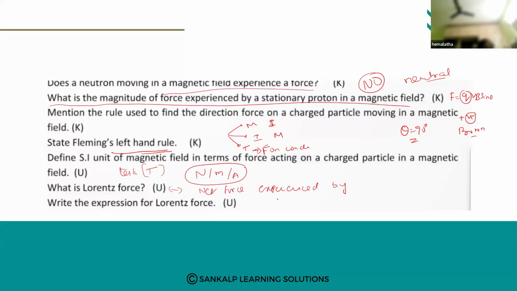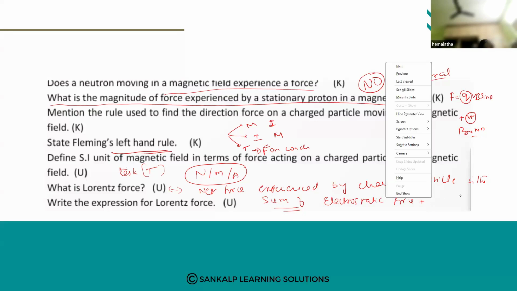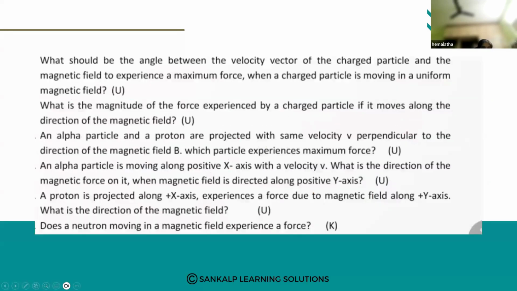The total force experienced by the charged particle is the sum of the forces. A charged particle inside a magnetic and electric field experiences both forces, that is, the sum of the electrostatic force and the magnetic force.